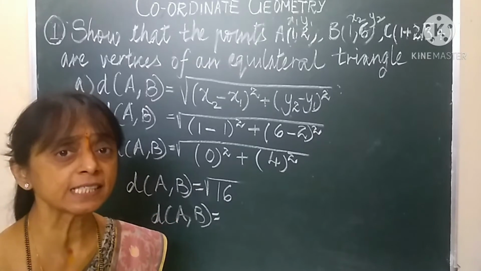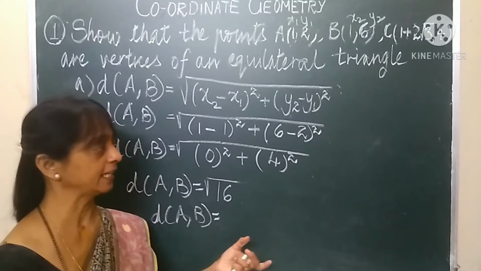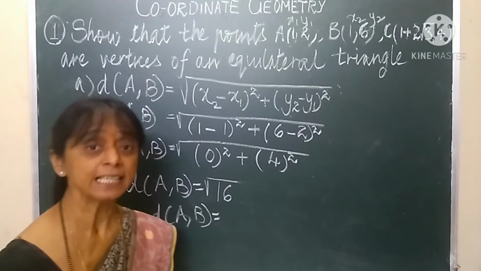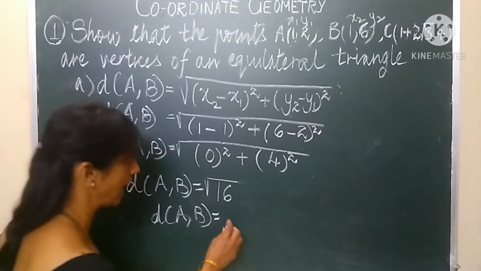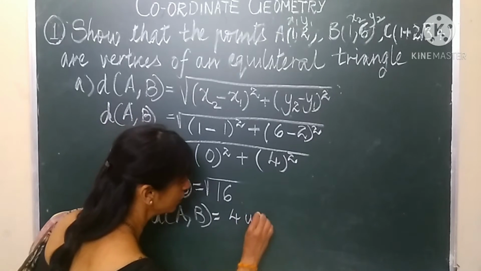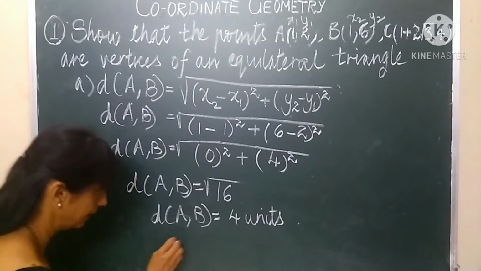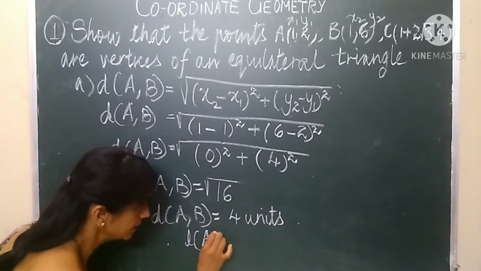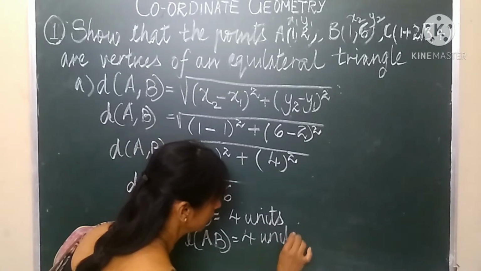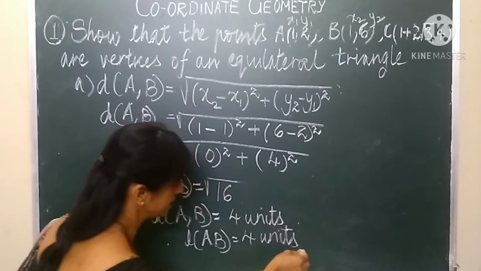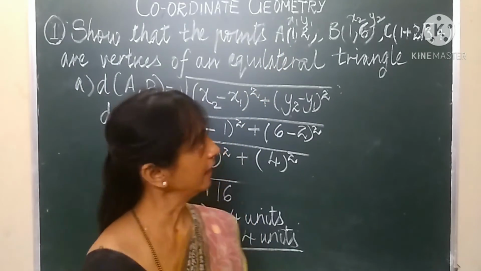Which value do we discard in this case? Definitely the value with a negative sign can be discarded as we are calculating distance, and distance can never be negative. So over here we have only 4 units as distance AB. Therefore, we can say in other words, length AB is equal to 4 units. So this is the answer for length AB.